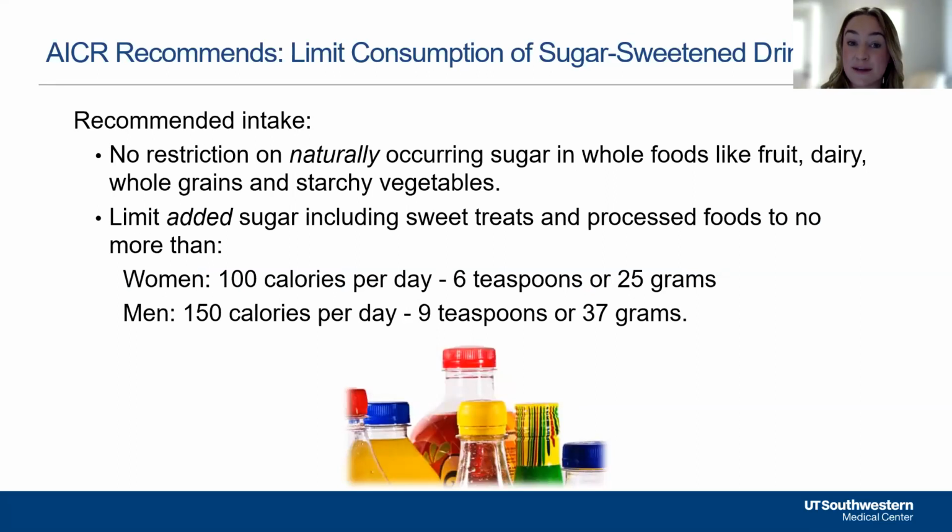So next recommendation, limit consumption of sugar-sweetened drinks. I would never recommend, unless you have a history of diabetes, restricting naturally occurring sugars that come from things like fruit, dairy products, whole grains, and those starchy vegetables, corn, peas, and potatoes, things like that. But we do always recommend trying to limit those added sugars that come from things like desserts, sodas, highly processed foods. So for women, we recommend no more than 6 teaspoons or about 25 grams per day. For men, no more than 9 teaspoons or 37 grams per day.